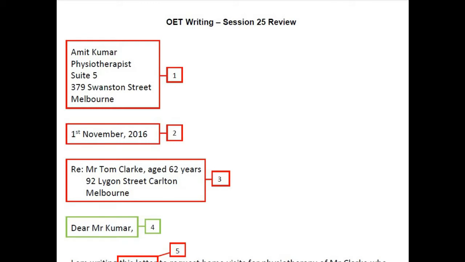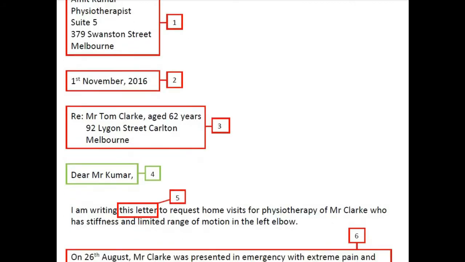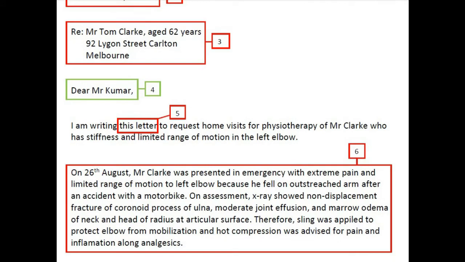Moving to the reference part, there are a couple of mistakes: you don't have to write aged 62 years. Instead, you can simply say 62 years. So we can write RE, then place a colon and write Mr. Tom Clark, 62 years. And you don't have to write the address of the patient in the reference, which is not advisable in OET writing. The salutation is correct.